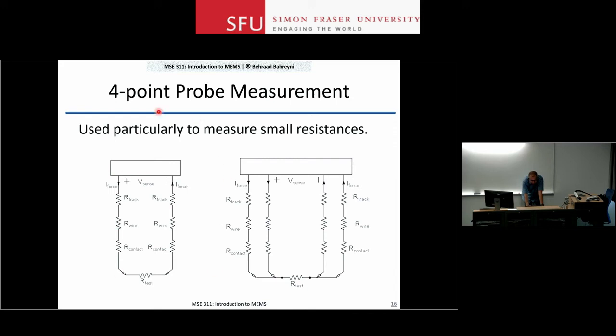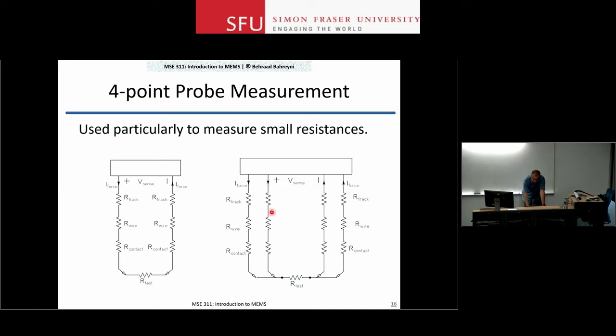So like what I had on the left side, I send the current through a similar setup. I have R track, R wire, all those contact resistances and everything else. I produce a voltage across this R test, and then the current goes back to the instrument over here. For the sense side, I use a different pair of probes. And these directly go to my voltage measurement unit.